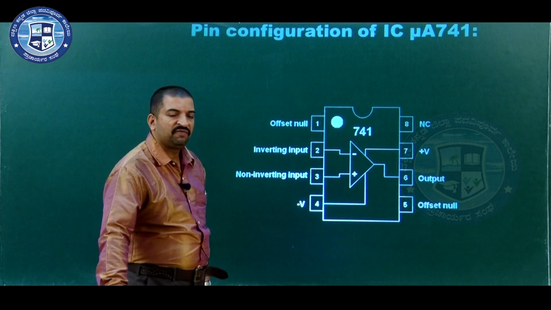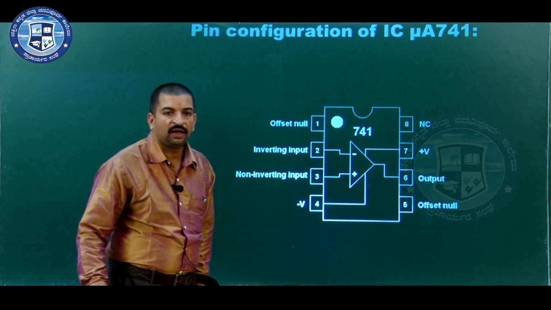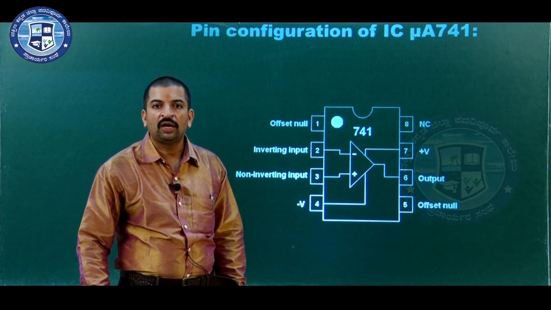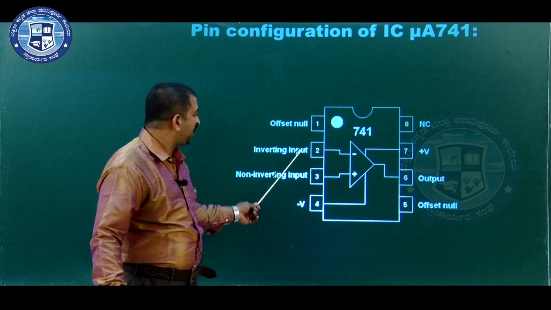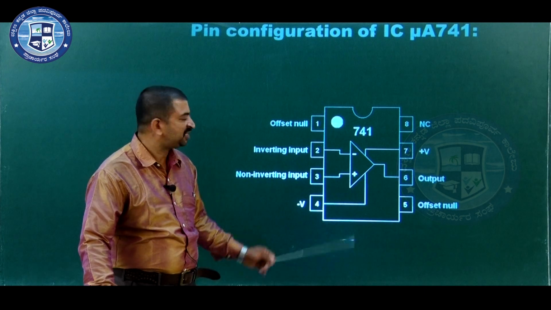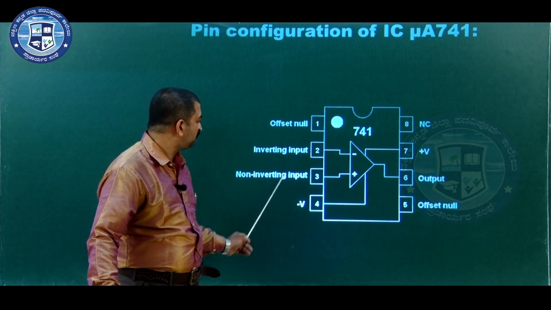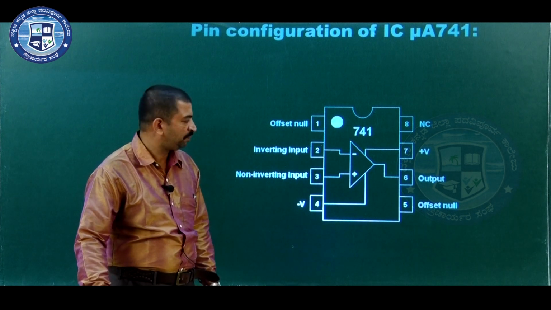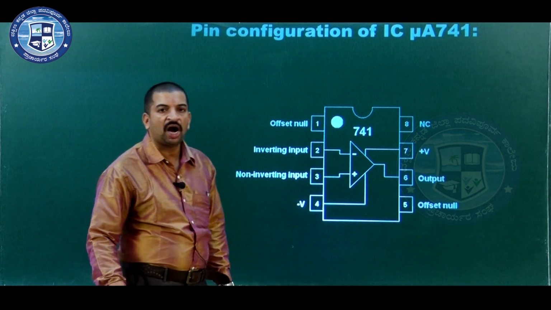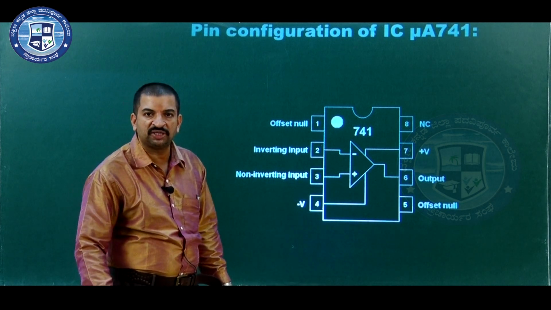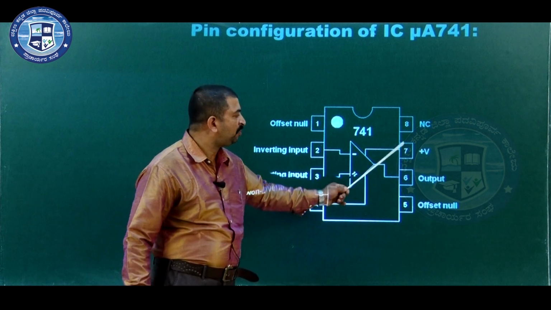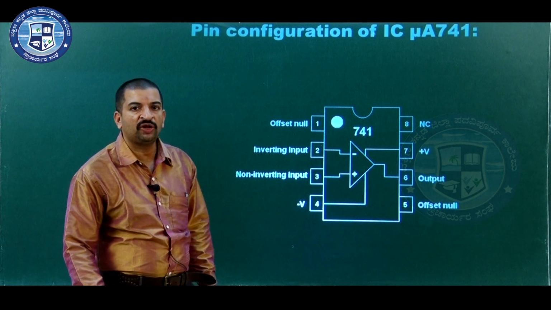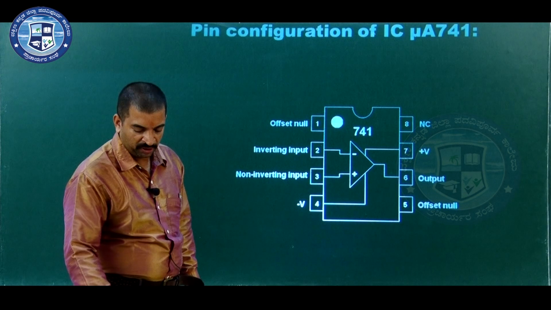Now, the first pin and the fifth pin are marked as offset null. The next pin, pin number 2, is the inverting input. Pin number 3 is marked as the non-inverting input. Pin number 4 is minus VEE. And pin number 6 is the output of the op amp. Usually the output signal is measured across this terminal. Next, pin number 7 is plus VCC. Pin number 8 is no connection. It is not used in any electronic circuits.